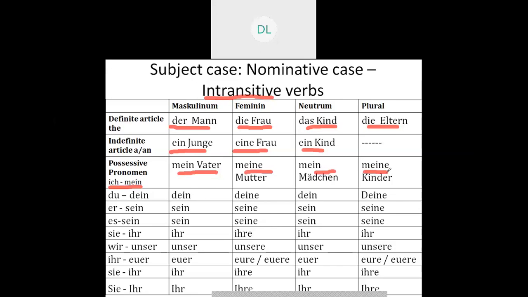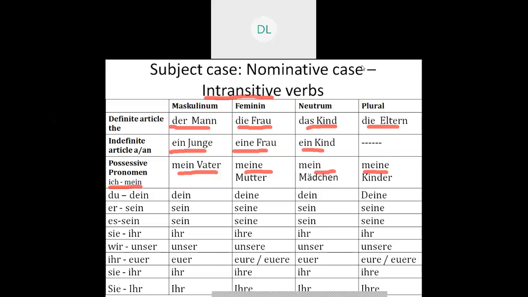So for the subject case, the main part in the sentence, I use the nominative. For the nominative, I have specified der, die, das, die, ein, eine, and all, and in the possessive, that is mein, mein. For the feminine, I add an extra e. For the plural, I add an extra e. On the same lines, I have also mentioned the table for du, dein, sein, es, sein, and all for the remaining possessive pronouns. So let's move ahead and have some examples.